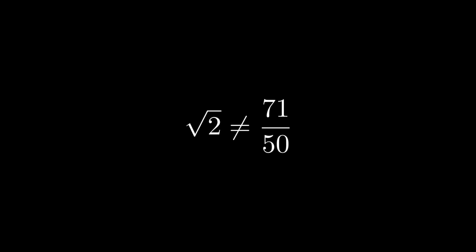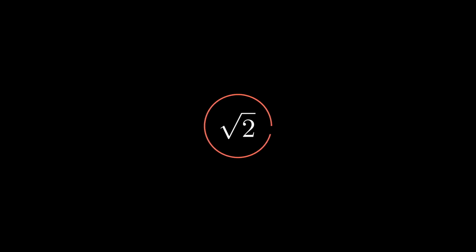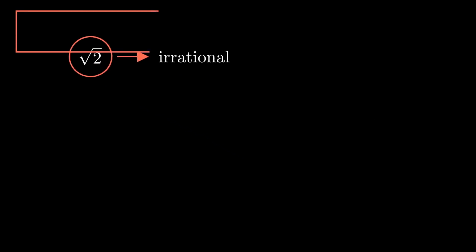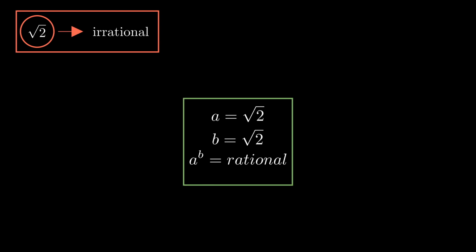First of all, we look at the number 2, more specifically the square root of 2. This is an irrational number, which can be proven by the fact that it cannot be written as a fraction. From this we can conclude that the square root of 2 is indeed irrational. If we now set a to the square root of 2 and b to the square root of 2, we have two options. First, we consider the power of these two numbers as rational, and the proof is complete because we have found two irrational numbers that, when raised to a power, result in a rational number.